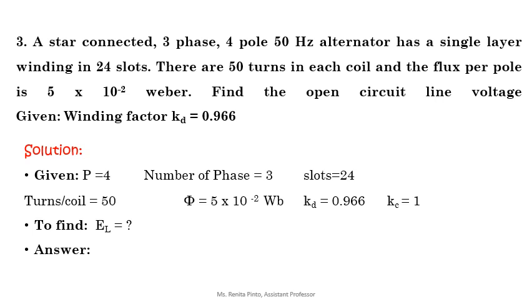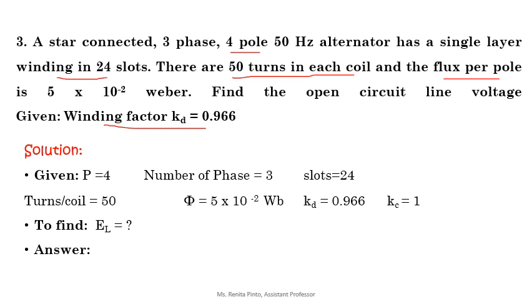So what they have given is the number of poles P equal to 4, 50 Hz that is frequency, number of slots that is 24. Then they have given you 50 turns in each coil. So the number of turns in each coil is given here. This is different from your number of turns per phase. Next, flux per pole is given, 5 into 10 to the power minus 2 Weber. Winding factor Kd is given. Again, pitch factor Kc is not given, so you can directly assume it as full pitch, Kc equal to 1.